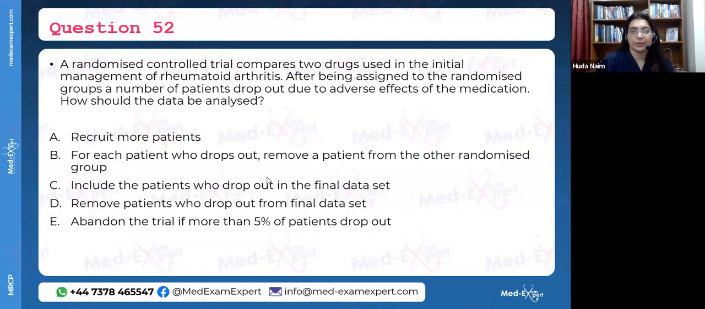The next one is a very important question usually asked on the exam. If you are doing a randomized controlled trial, and a number of participants drop out, then how would you analyze this data?